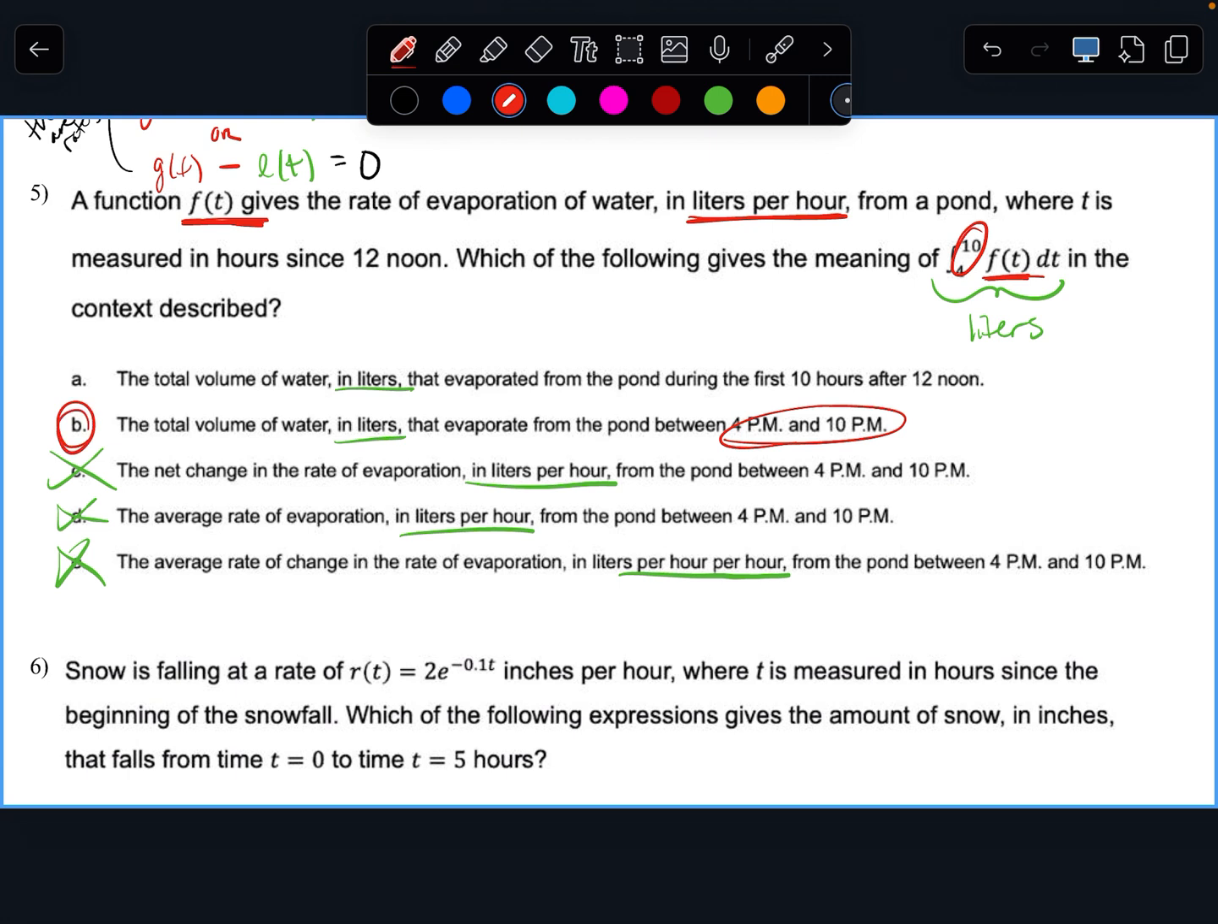So, that's what I do. I just look at units. I don't really read through them all. I just look at the units and then cross out ones as I go.